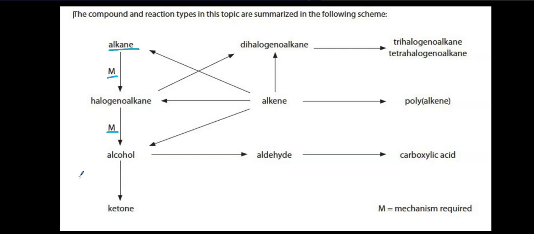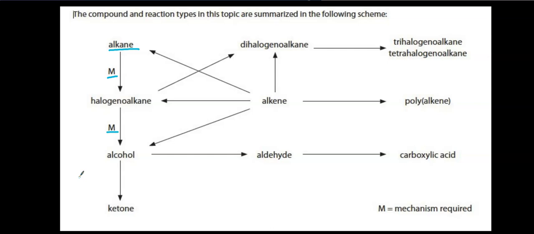Continuing down, how about converting an alcohol to a ketone? Go ahead and pause and think about that. Right, of course, this involves the oxidation of a secondary alcohol. Oxidation of a secondary alcohol will lead to the formation of a ketone, so we can use potassium dichromate and make that conversion possible.